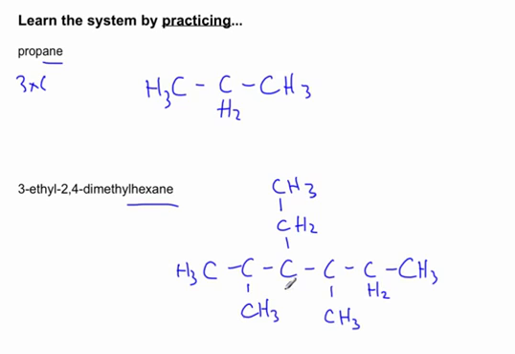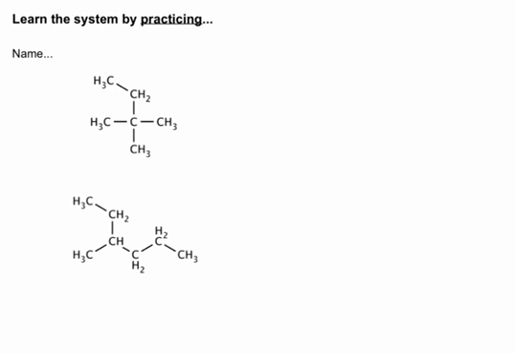This one has 3 carbons bonded to it, so it's only going to have 1. This one has 3 carbons bonded to it, it's only going to have 1, and carbon 2 is only going to have 1. So there you go, 3-ethyl 2,4-dimethylhexane. Draw what you see. The name gives you all the information you need. Name these ones. Again, practice.